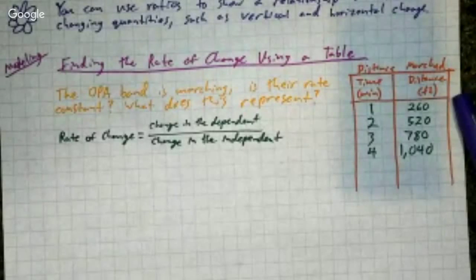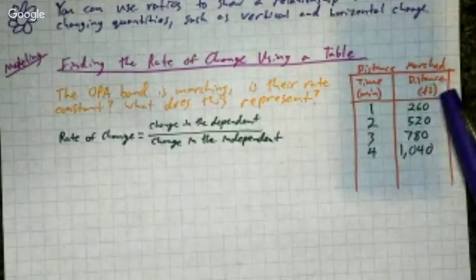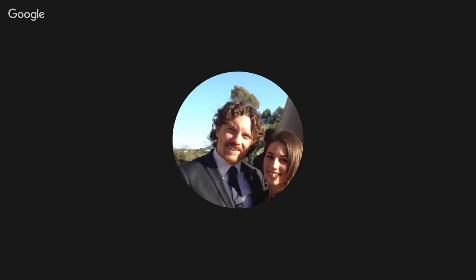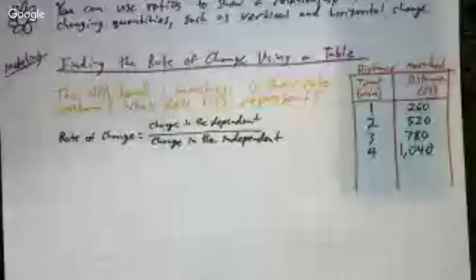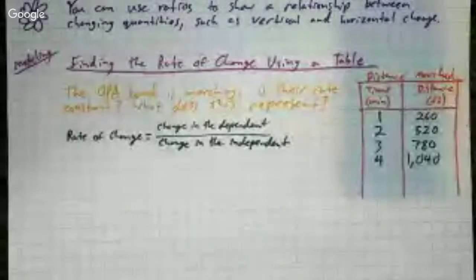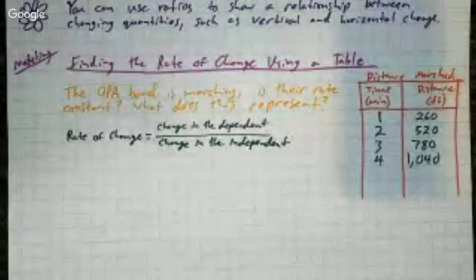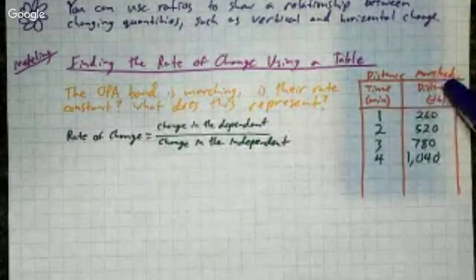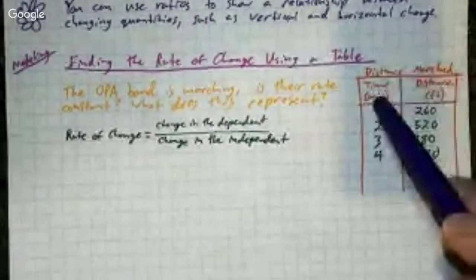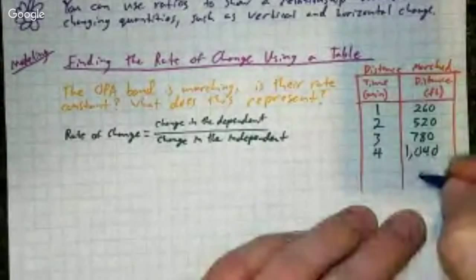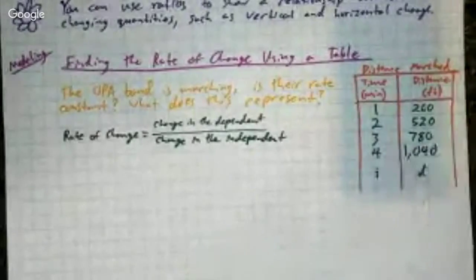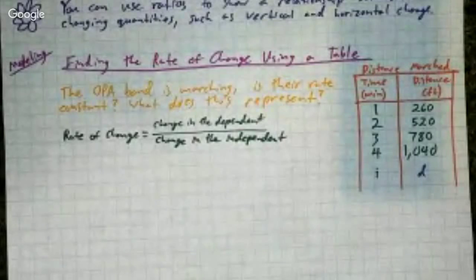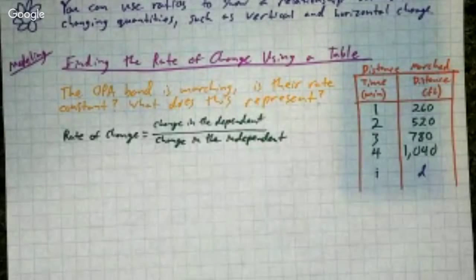What is caused because of the time? Well, the dependent variable, the distance, is going to depend on the time. If you walk for less, you're going to have less distance. So this is going to be our dependent variable, and this is our independent variable. So over here, I'm going to just put a D, and I'll put an I. This is our dependent, this is our independent. So now, let's go ahead and solve these.